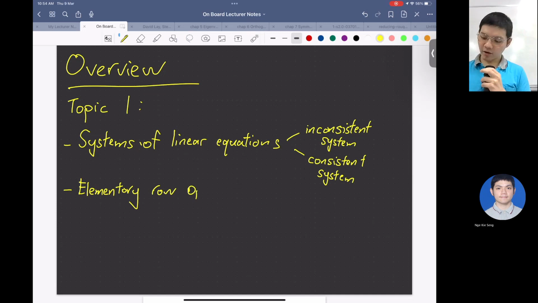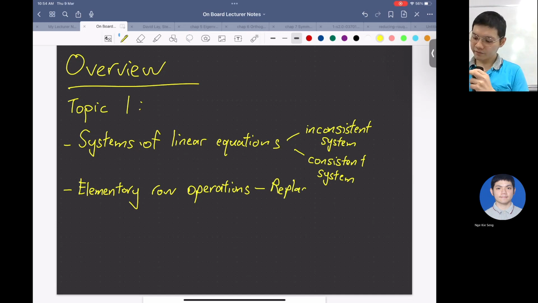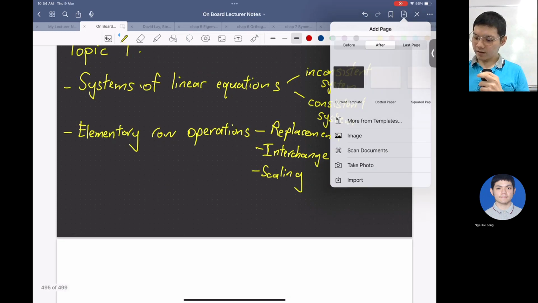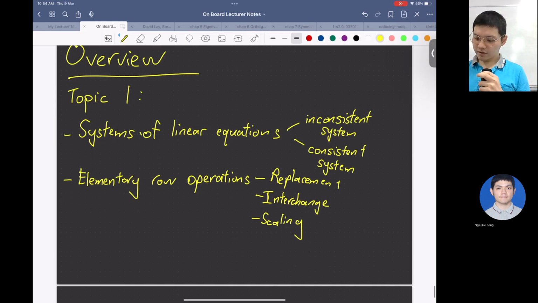We use elementary row operations. Every elementary row operation contains what? Replacement, interchange, and scaling. These 3. And then how do we solve it? We solve it by looking at the reduced row echelon form.